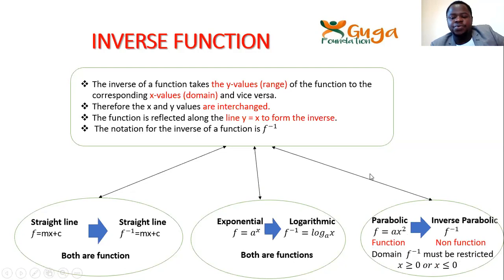Now let's look at when you get a parabolic function, f equals a to the power x squared. Then when you get the inverse, it will be f inverse, a parabolic function. The original function is a function, but the inverse of a parabolic function is not a function. For you to make it a function, you have to restrict the domain, in other words restrict the x values of the inverse, to x greater than 0 or x less than or equal to 0.